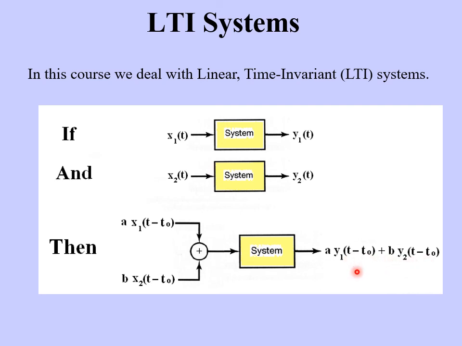So both properties are shown here. The system is showing linearity because by simply adding these two inputs together, we get the outputs added together. And the system is showing time invariance because the inputs are delayed by some amount t naught, and therefore the outputs are delayed by the same amount t naught.